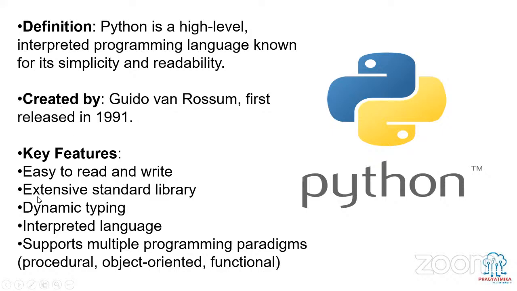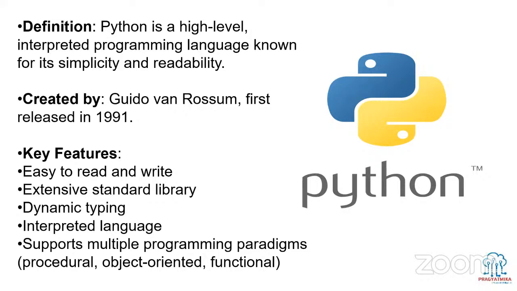And what are the key features? It is easy to write, has an extensive standard library, dynamic typing, is an interpreted language, and supports multiple programming paradigms. So first, we can easily read the Python programming language and we can easily write it. And Python has a very vast standard library, which has pre-written code in it. We can just use the functions of that library directly.